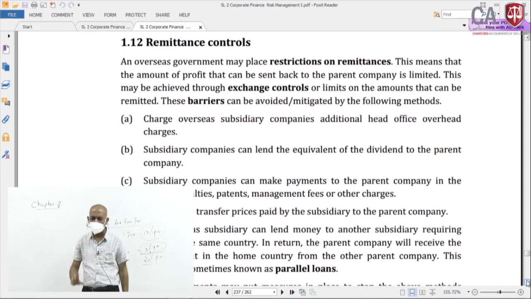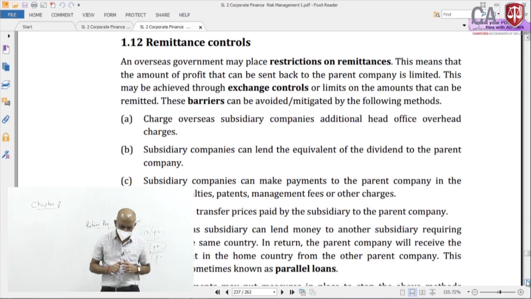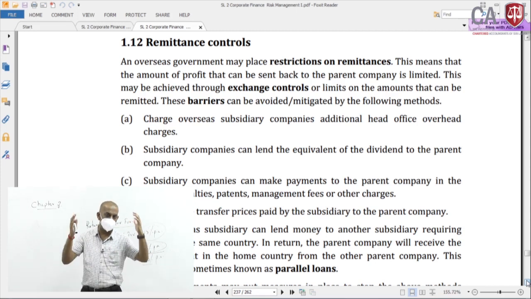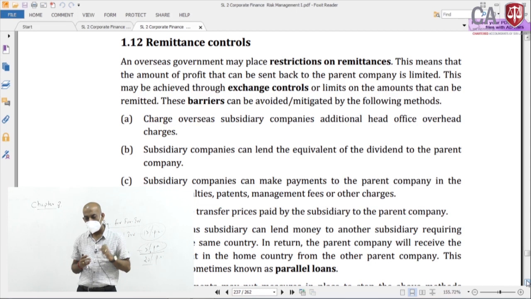The other important thing in foreign currency investments, or foreign investment, is the remittance controls, the exchange control regulations. You can see 1.12, the overseas government may place restrictions on remittances. You will like to get your money transferred to Sri Lanka. Your company in the foreign country has made enough profits, so you can remit to Sri Lanka.